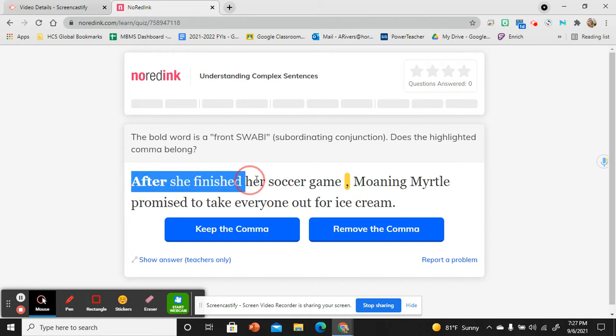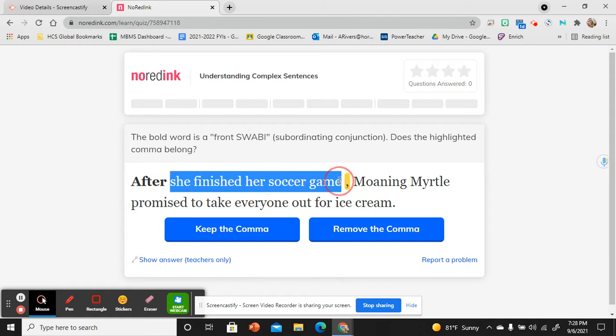We changed this right here because we added in this word after. We could have very easily just said, she finished her soccer game and Moaning Myrtle promised to take everyone out for ice cream. We could say that, but we want to know that she's going to do it after she finished her soccer game. So when we see this subordinating conjunction at the beginning of the sentence, we need to look immediately to the right of it and find that independent clause.